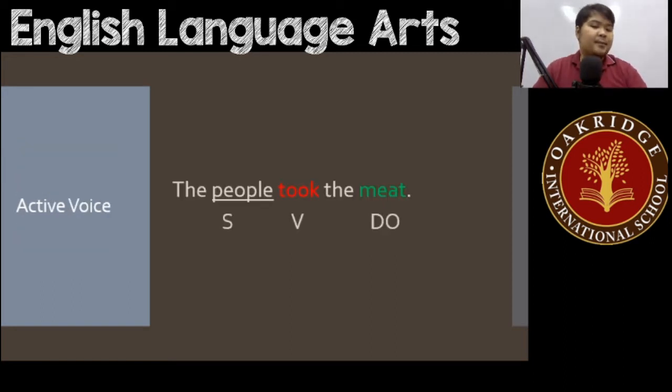Here's an example of an active voice. The people took the meat. It's a common format wherein the people is your subject. It's the one that's underlined. Took is your verb and meat is in green. People is the doer, so it's the one that's underlined. The verb is took and meat is the direct object. It's the one that was taken. That is meat, that's in green.